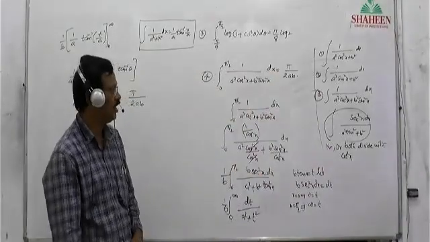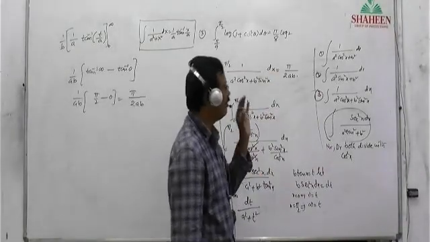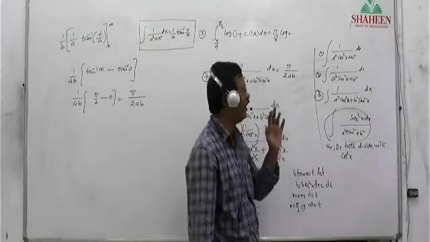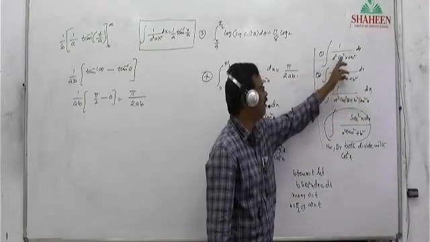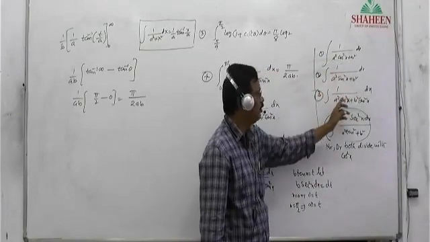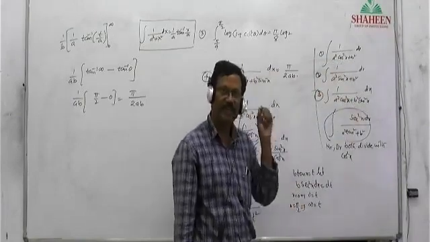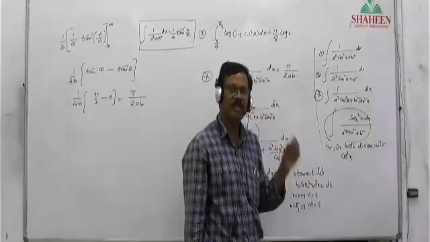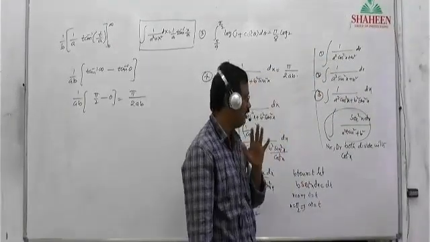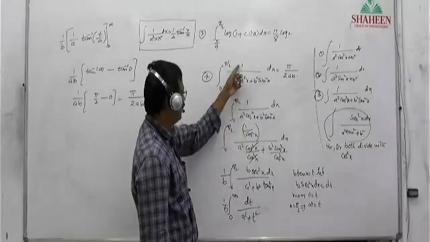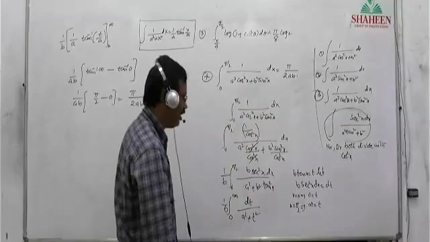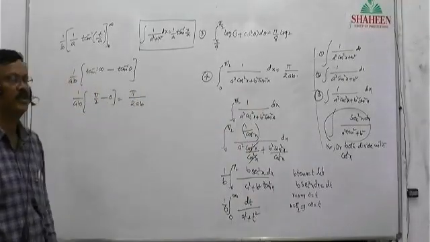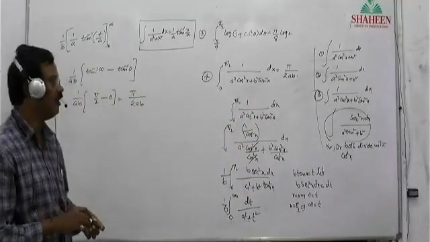Wherever you find second degree in terms of sine, cos, or both sine and cos, keep in mind what we do: divide the numerator and denominator by cos square. Numerator 1 divided by cos square, denominator divided by cos square. Copy all of you. Now this is a very, very important problem.